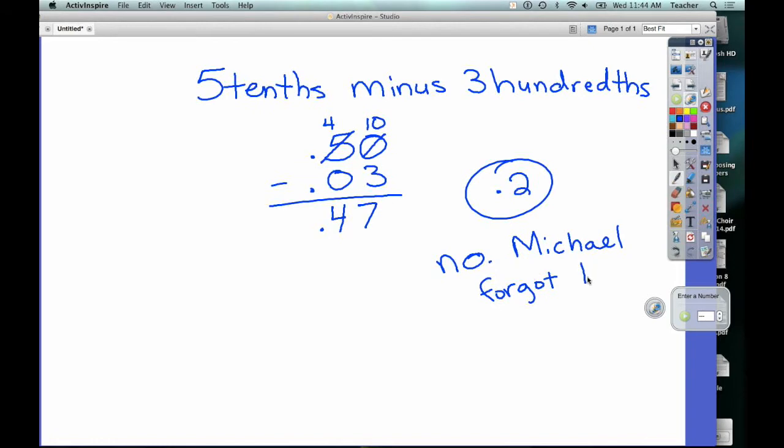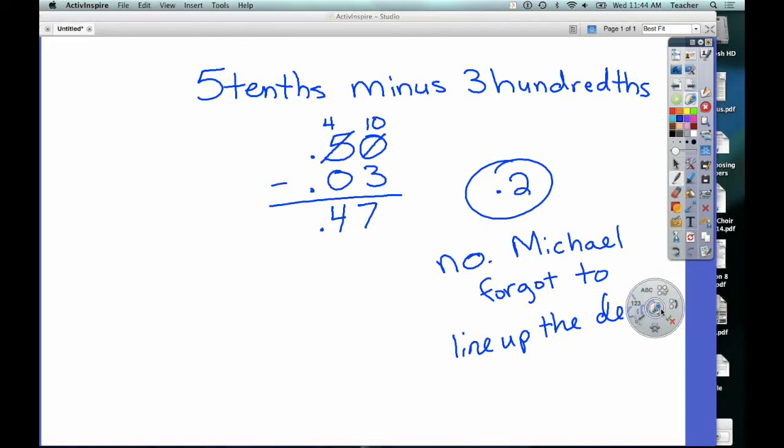He forgot to do what a lot of you were forgetting to do. What did he forget to do? Add 0? No? What do you think? Borrow? No? Didn't line up the decimal. He didn't line up the decimals. Michael forgot to line up the decimals. That is the most important thing when subtracting and adding.